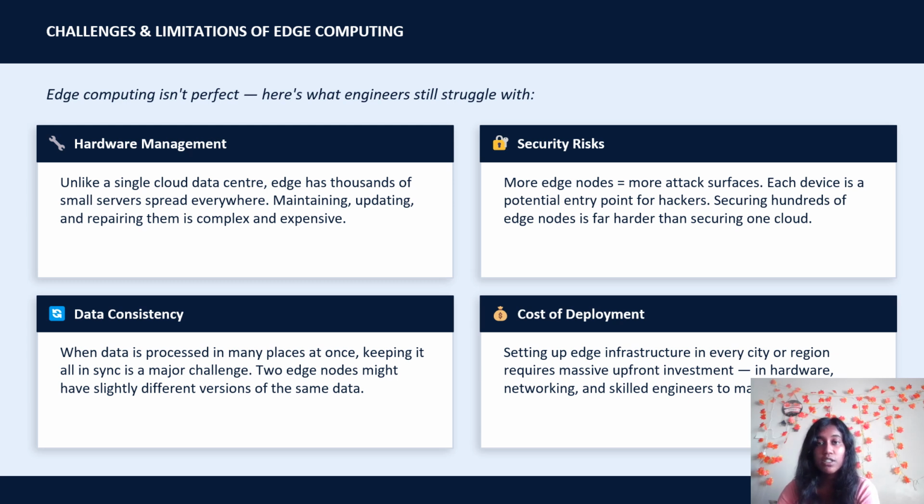Additional challenges could be scalability. Managing thousands of nodes requires automation tools and container orchestration. Keeping everything updated and coordinated is complex. Another issue could be power and connectivity constraints. Some edge locations have limited power supply or intermittent internet connectivity. The systems must be designed to operate independently and recover gracefully after outages.